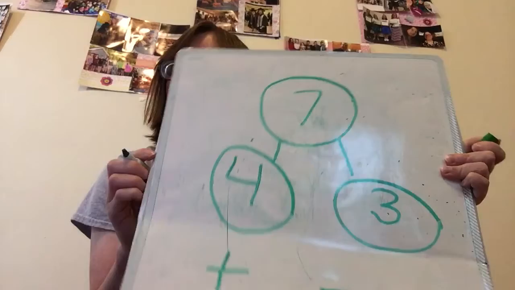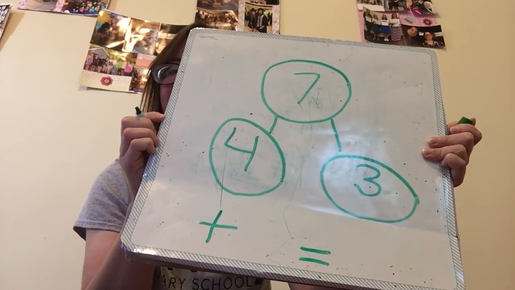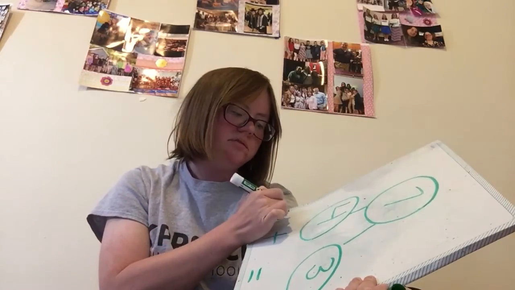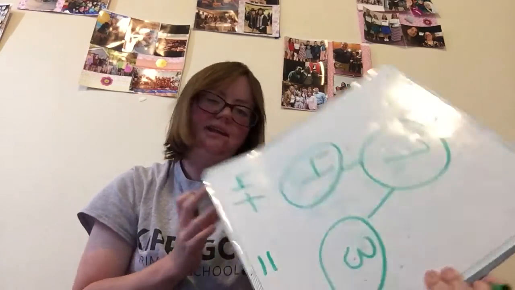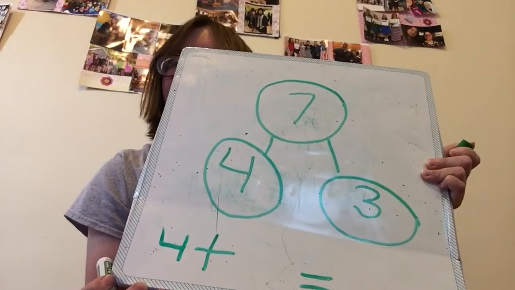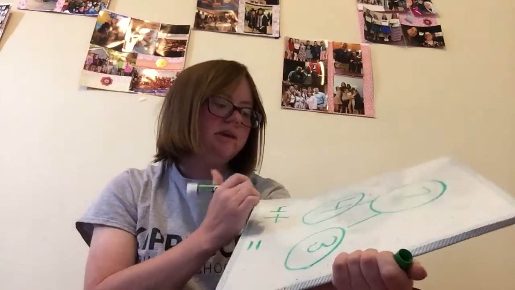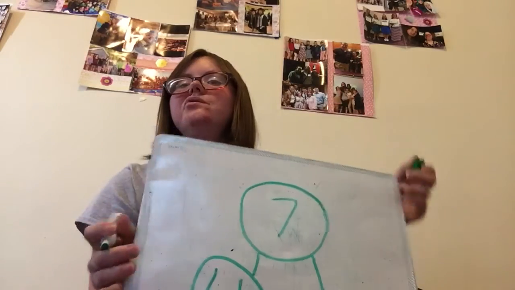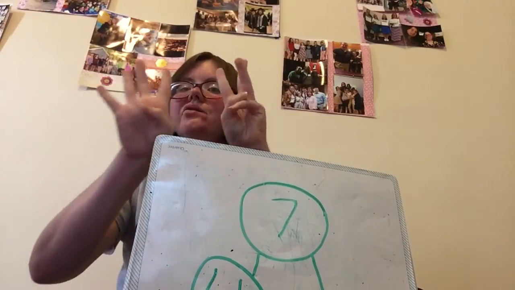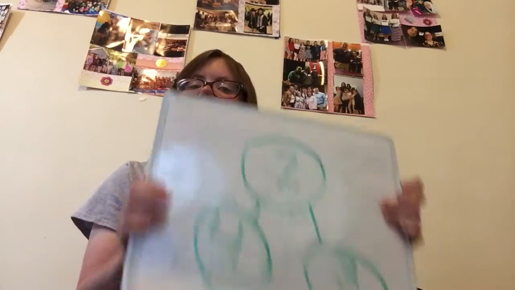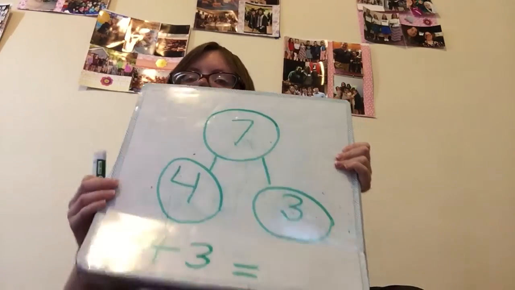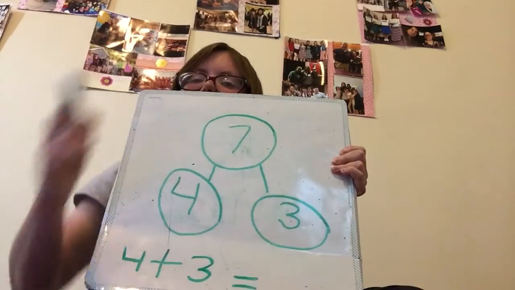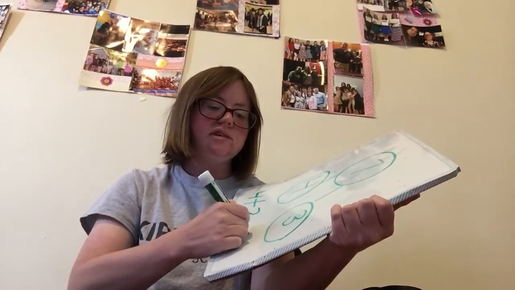Where should the 4 go in our number sentence? That's right, it should go before the plus sign. Which number should come after the plus sign? That's right, 3, because we're adding 3 and 4 together. We're putting those 2 numbers together in order to make a total. And what is our total? What comes after the equal sign? That's right, 7 comes after the equal sign.